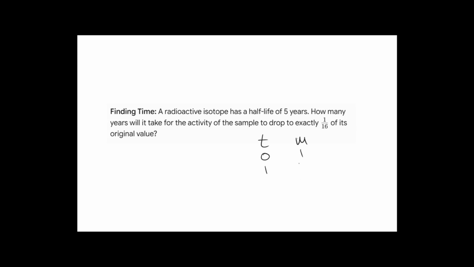At time 1, it's half that. So half of 1 is half. After 2 half-lives, we're down to a quarter. Half divided by 2 is quarter. After 3 half-lives, we're down to an eighth. After 4 half-lives, we're down to a 16th. So after 4 half-lives, we would be down to 1/16, but each half-life is 5 years. So it would be 4 times 5 years, which would be 20 years.